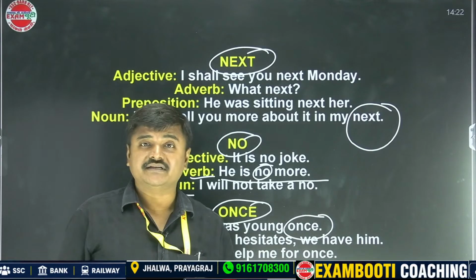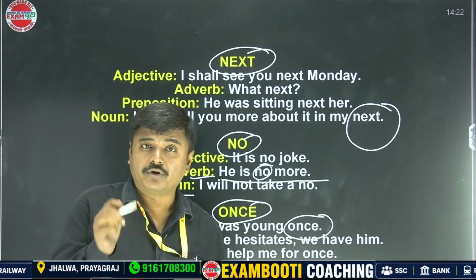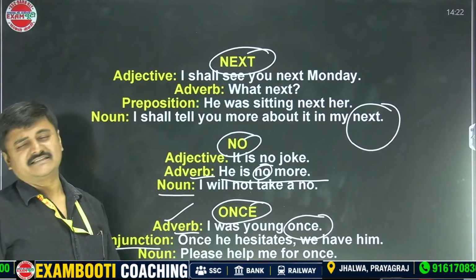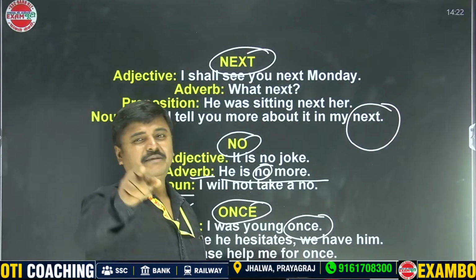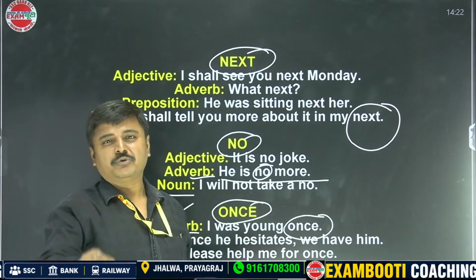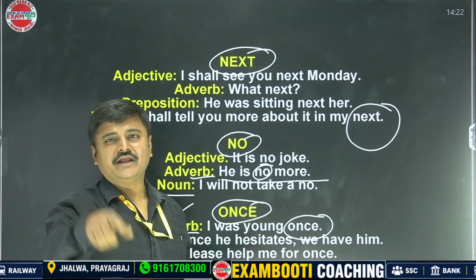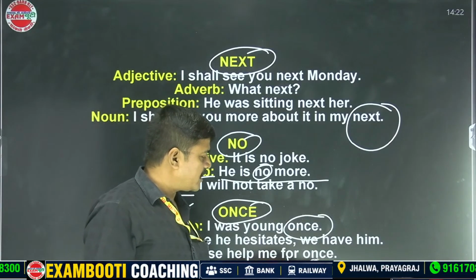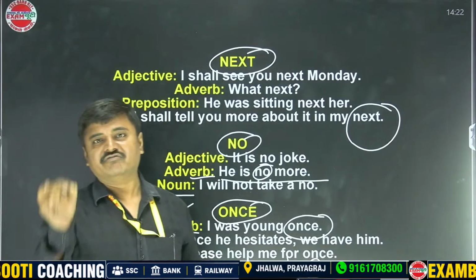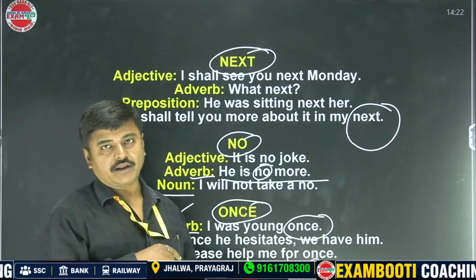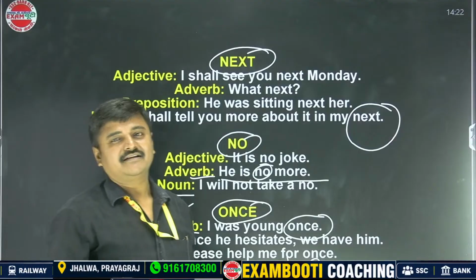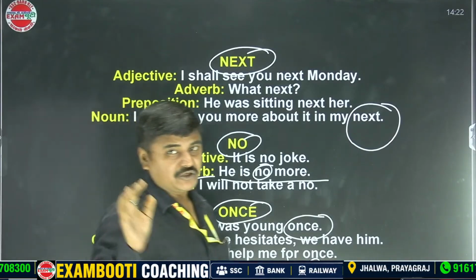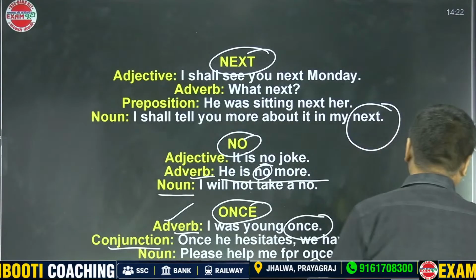Very important. Remember this. And noun: "Please help me for once." Everybody knows that after a preposition you will find a noun or pronoun in the objective case. That's why "for" is a preposition, and whatever you see after that will be a noun or a pronoun. It is not a pronoun. That's why it is functioning as a noun here. Very easy to recognize and identify.